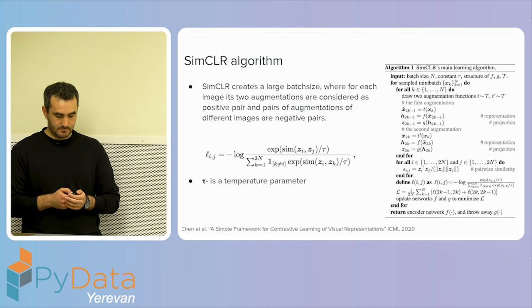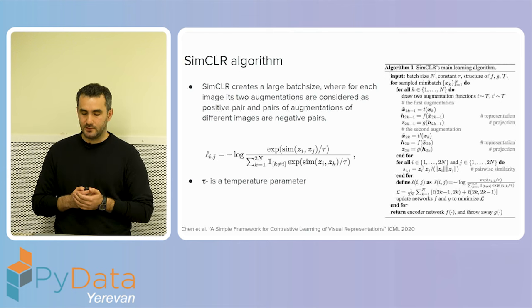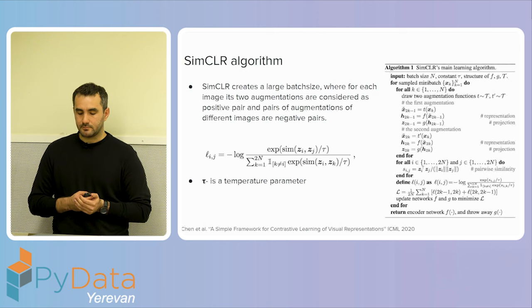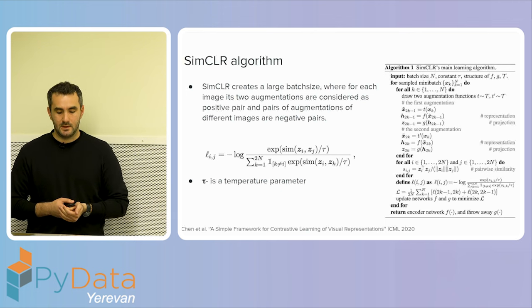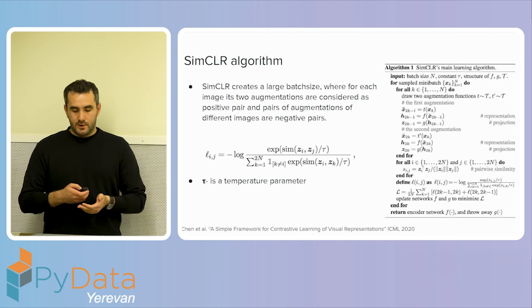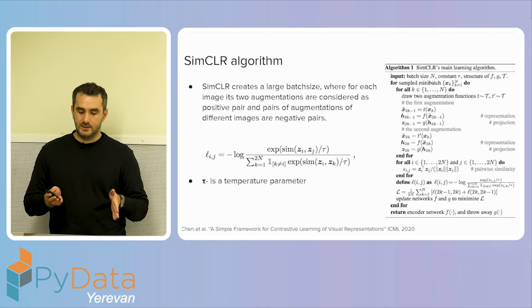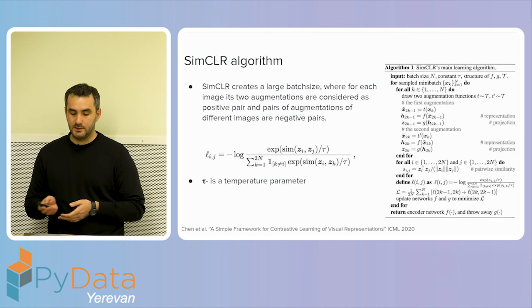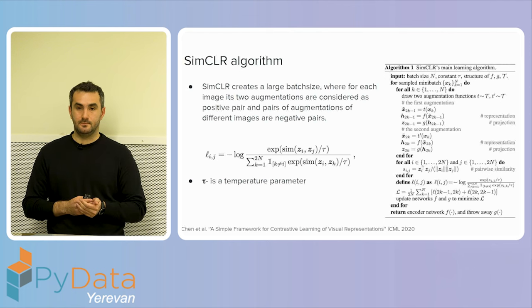If you look at the loss function that's written here, in the numerator it takes the exponent of the similarity between ZI and ZJ. So I and J come from the same image. In the denominator, let's say we had n images in a batch, it sums over all the negative pairs. So here's ZI and ZK, they're augmentations of different images. So the idea is we want the numerator to be large and the denominator to be small, which means that the similarity between the same image's augmentations we want to be large, and the similarity between augmentations of different images we want to be small. Okay.